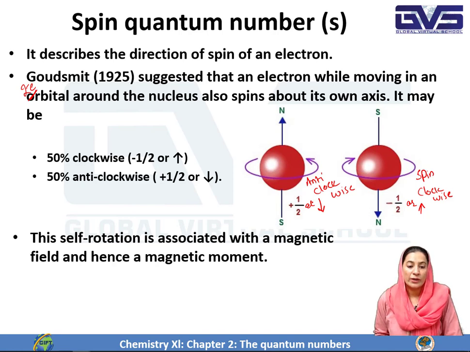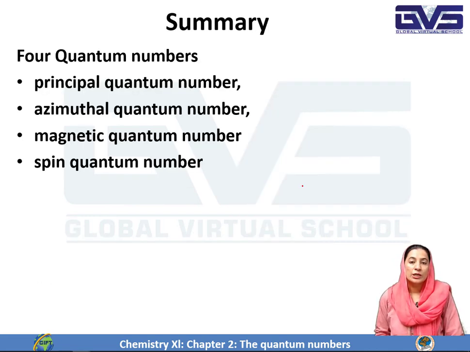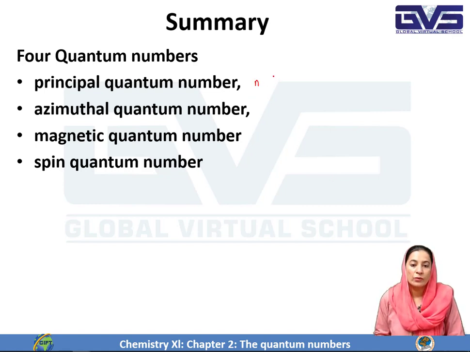So this self-rotation of the electron about its own axis is associated with a magnetic field and hence a magnetic moment. And the circular path where the electron is moving around the nucleus is called an orbit. I will explain in more detail in the next lecture what is orbit and the difference between orbit and orbital.